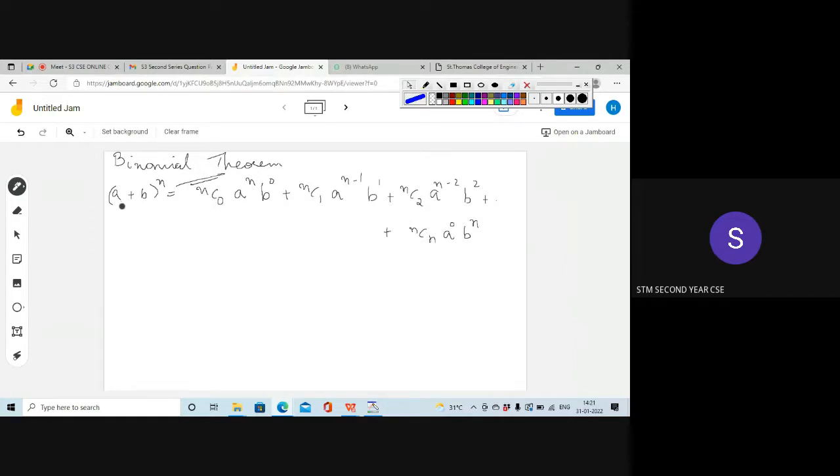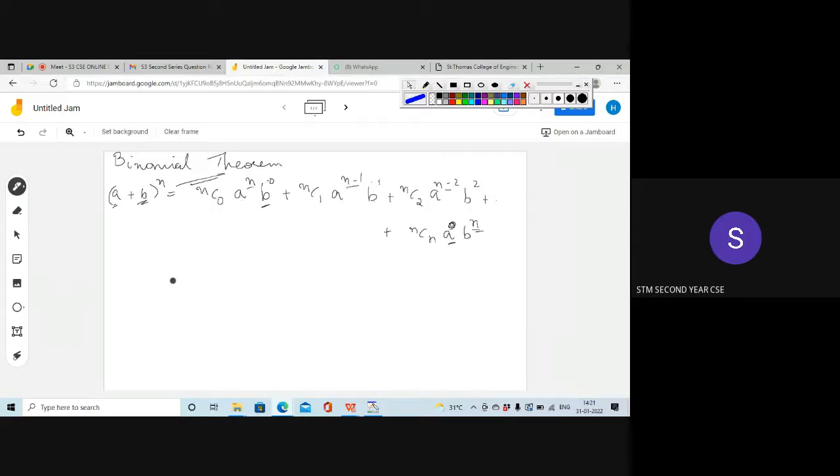Here we can see that the power of the first term a starts from n and goes on decreasing. In the next term it is n minus 1, in the third term n minus 2, and so on. In the last term it becomes 0. The power of b starts from 0, just the opposite, then goes on increasing: b raised to 1, b raised to 2, etc. And the last term is b raised to n. So a starts with n and ends with 0, and b starts with 0 and ends with n. This is the binomial series.